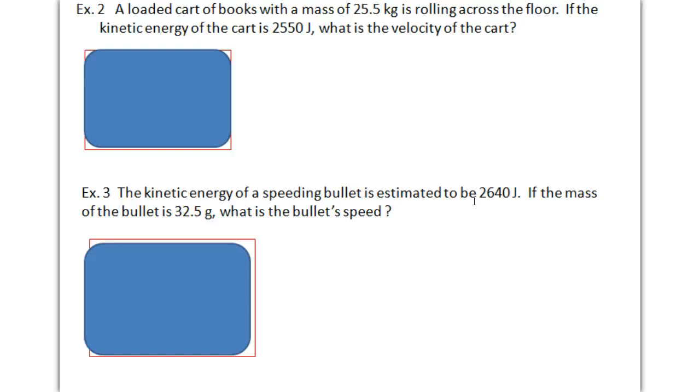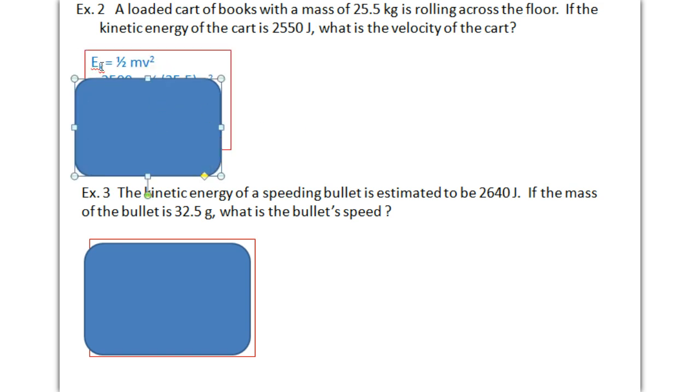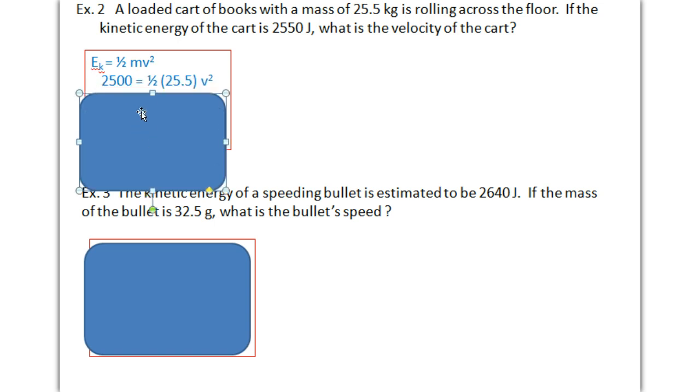In the next two examples, we're going to find other values within the formula. So example 2: you have a loaded cart of books with a mass of 25.5 kilograms that's rolling across the floor. If the kinetic energy of the cart is 2550 joules, what is the velocity of the cart? So if we look here, we know the kinetic energy, we know the mass, but we have to find the velocity. So we fill in those values.